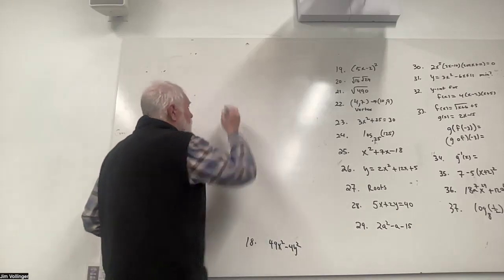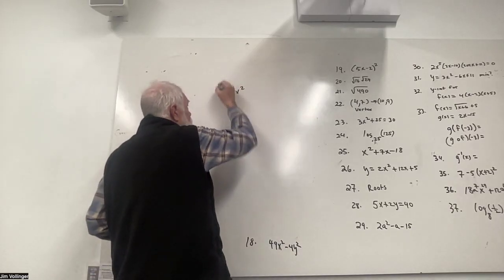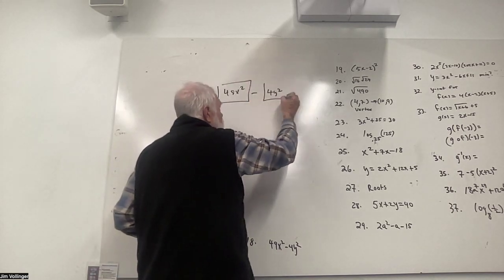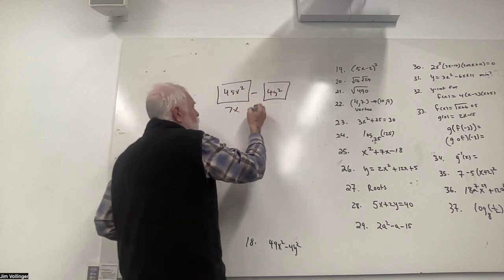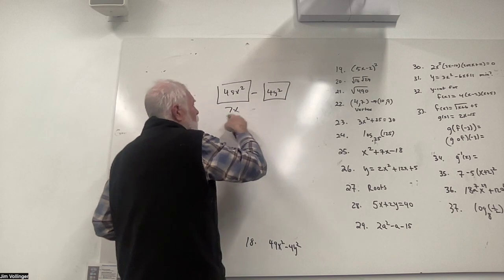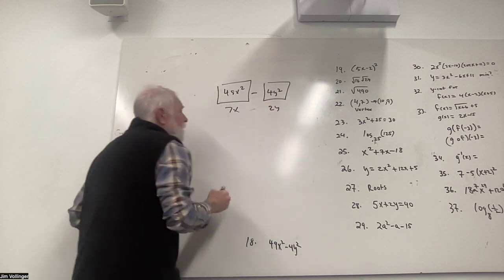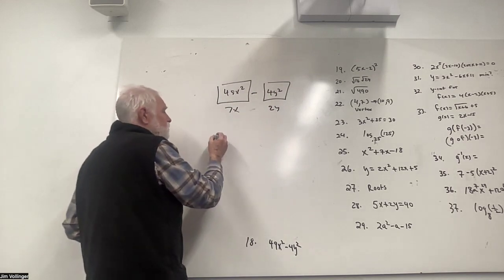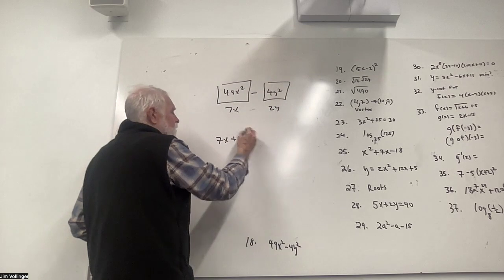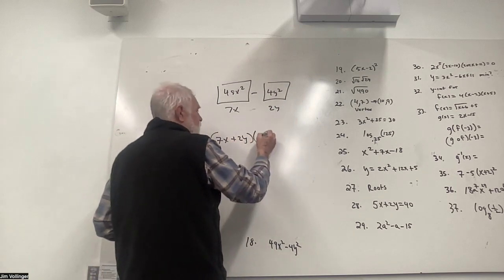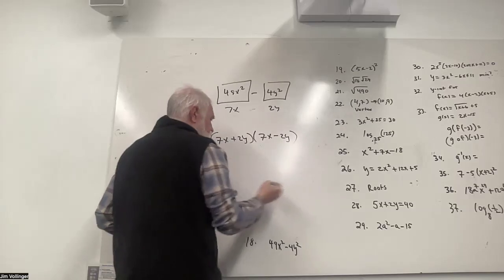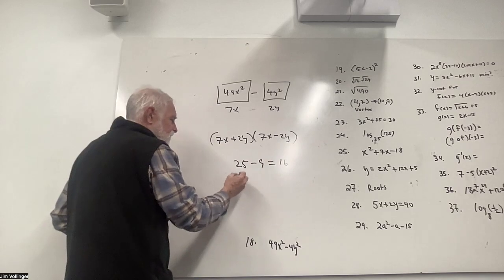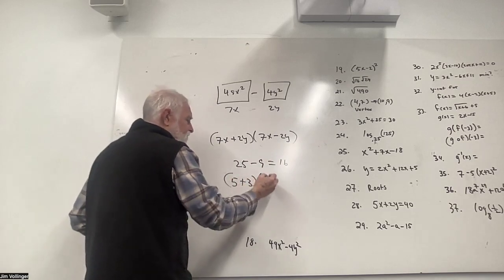All right, factoring. 49x squared, which is a square, minus 4y squared, which is another square. And we're going to work with the square roots. I see a square root on this side, and I see one on that side. The subtraction of two squares can always be written as the sum of their square roots times the difference of their square roots. Let's prove that with 25 minus 9, which is 16. It could have been written as 5 plus 3 times 5 minus 3.